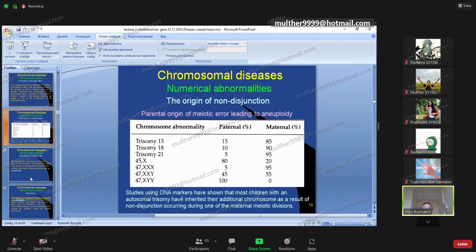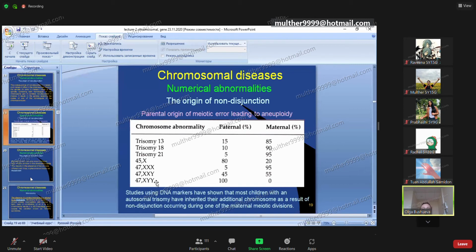Here you can see on the slide the origin of non-disjunction: the parental origin of meiosis errors leading to aneuploidy. On this slide, you can see that most cases of different chromosomal abnormalities, including numerical abnormalities, will have a maternal cause. Only monosomy X, Turner syndrome, in most cases will depend on paternal reasons.